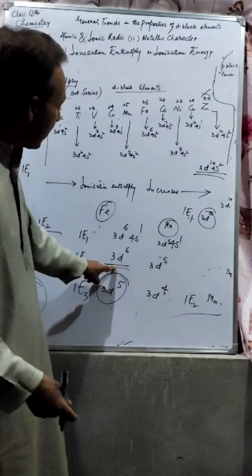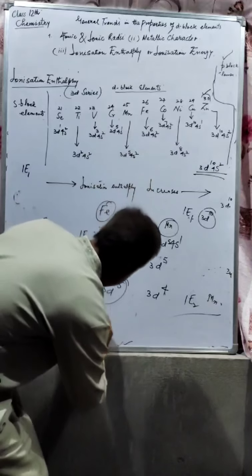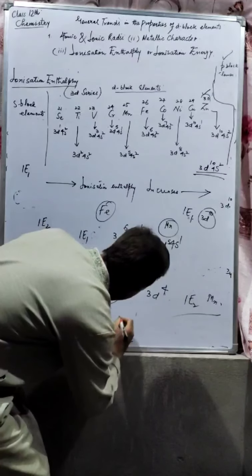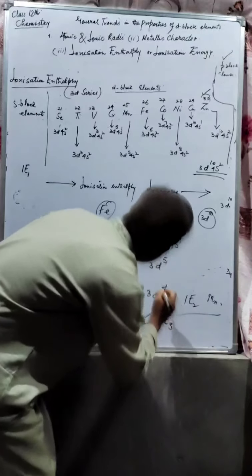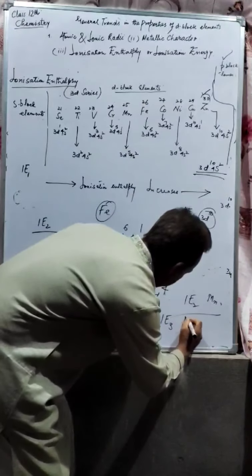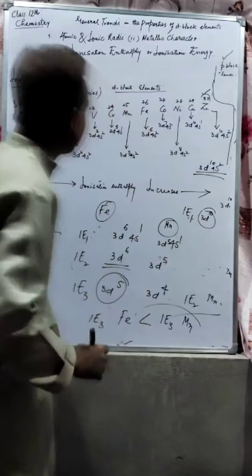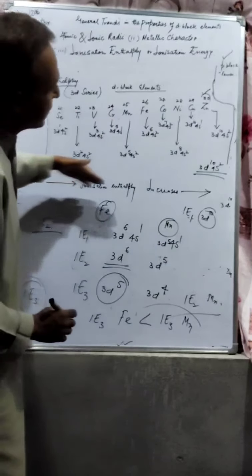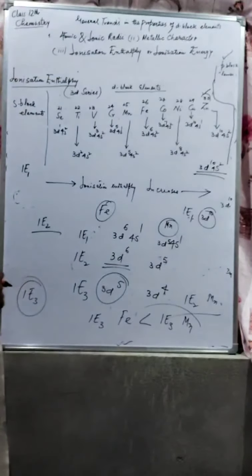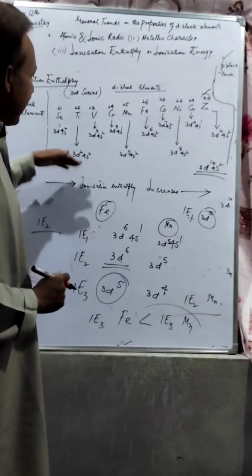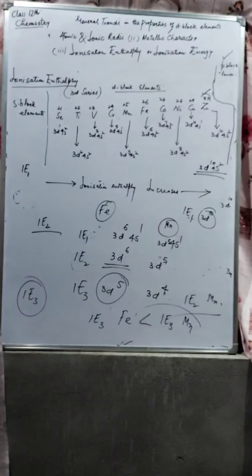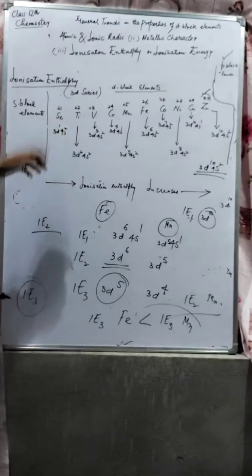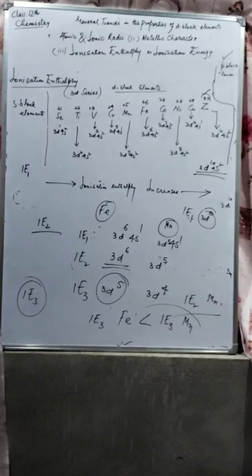So the I3 for iron is smaller than IE3 for manganese. So this is the deviation from the increasing order of ionization enthalpy along the series. So these were some of the deviations in the general trend of the ionization enthalpies.